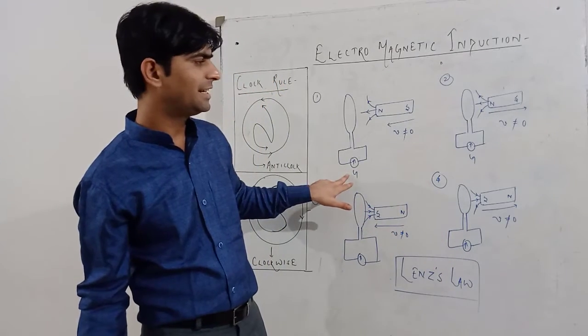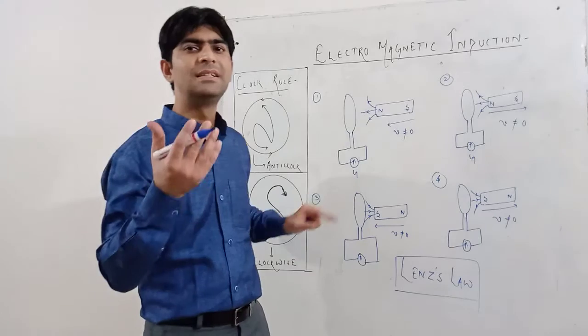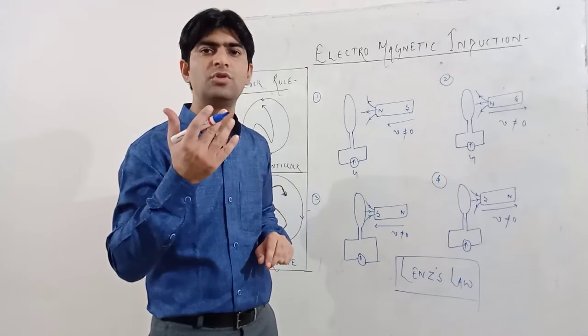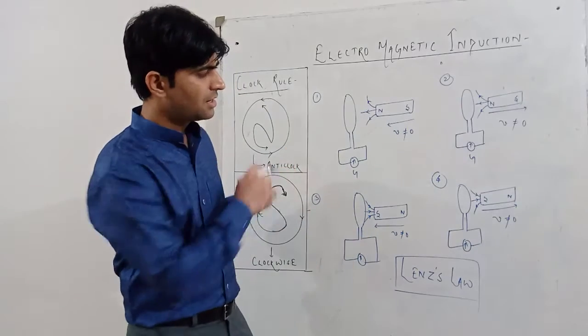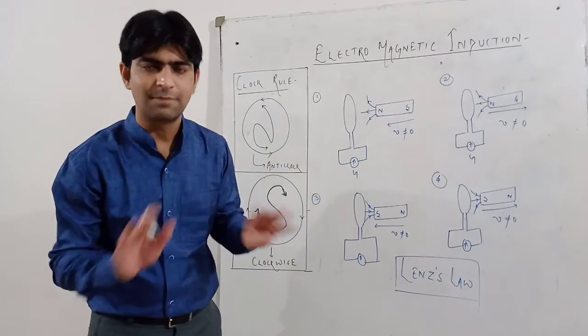Here G is indicating the galvanometer. A galvanometer is a sensitive device which is used to detect the presence of current. Here, if you can see, in this complete arrangement no external supply is connected.